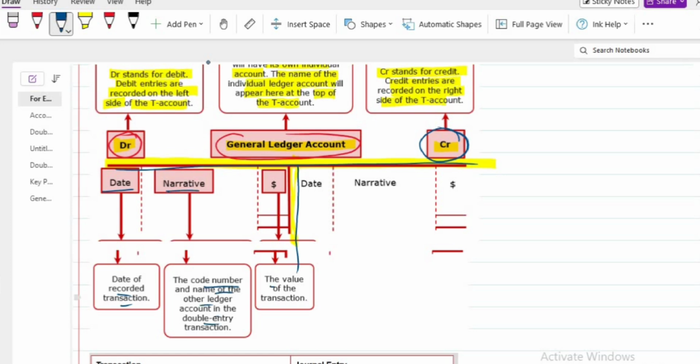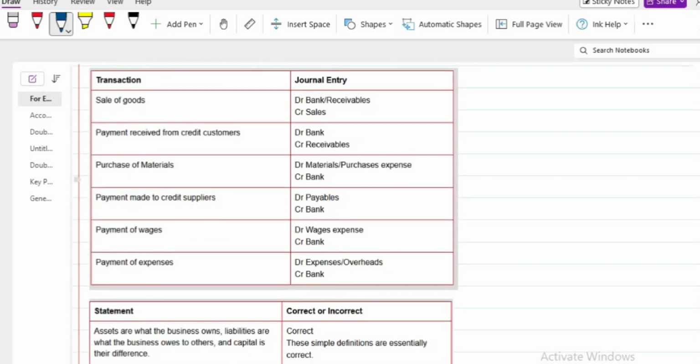Now, the transaction is sale of goods. When you make a sale, then it will be bank or receivable. If it's cash, then it will be bank. If it's on credit basis, then it will be receivable. So an increase in asset will definitely be debit. And you see here, sales revenue, so an increase in revenue will be credit. Payment received from credit customer: we have discussed all these things one by one, and you can do it by yourself. Clear?